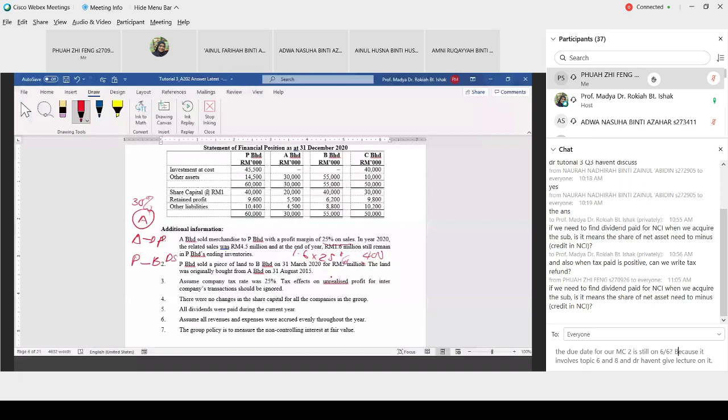Tax rate 25%. The tax effect on unrealized profit should be ignored. No changes in share capital or dividends were paid during the current year. Assume revenue and expenses occurred evenly throughout the year, and measure the NCI at fair value. Okay, so I'm going to look at the answer for that one.